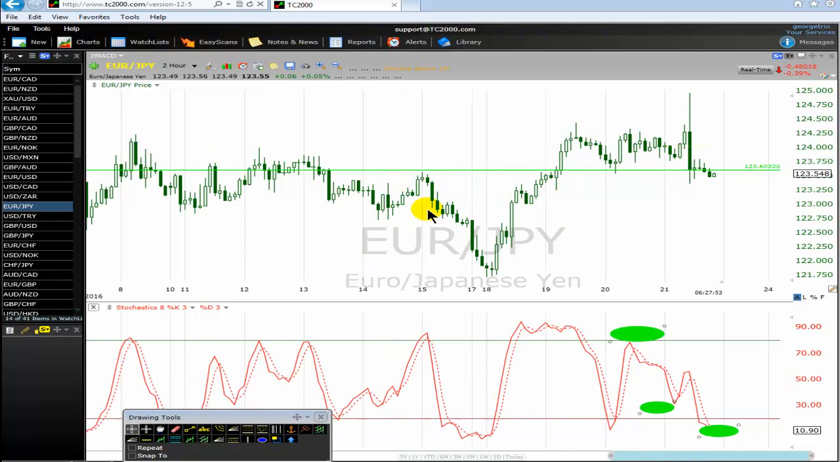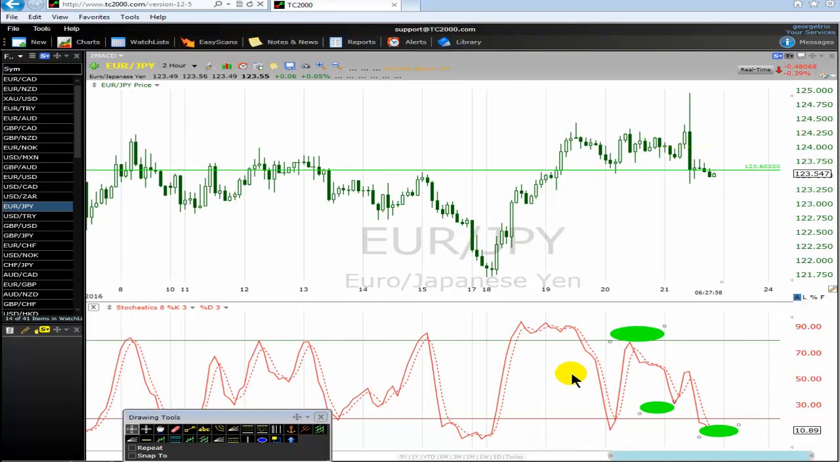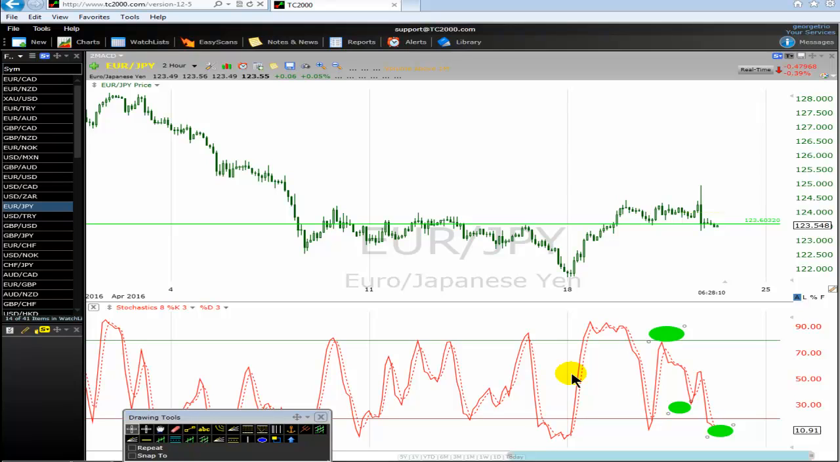Let me explain myself to you. Over the years, I have been observing, studying and testing the stochastic indicator, and I have discovered 13 specific stochastic patterns. The stochastic pattern reveals to traders a reliable trading setup. When we are talking about a trading setup, we are not talking about a trading signal yet. We are not talking about the entry yet.